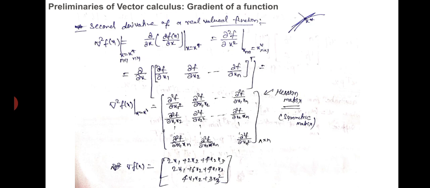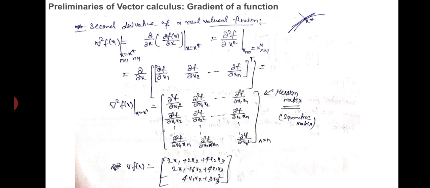The same concept applies here to find the optimality condition. So in order to find the second derivative of the real valued function, here the function is a function of some vector variable x.